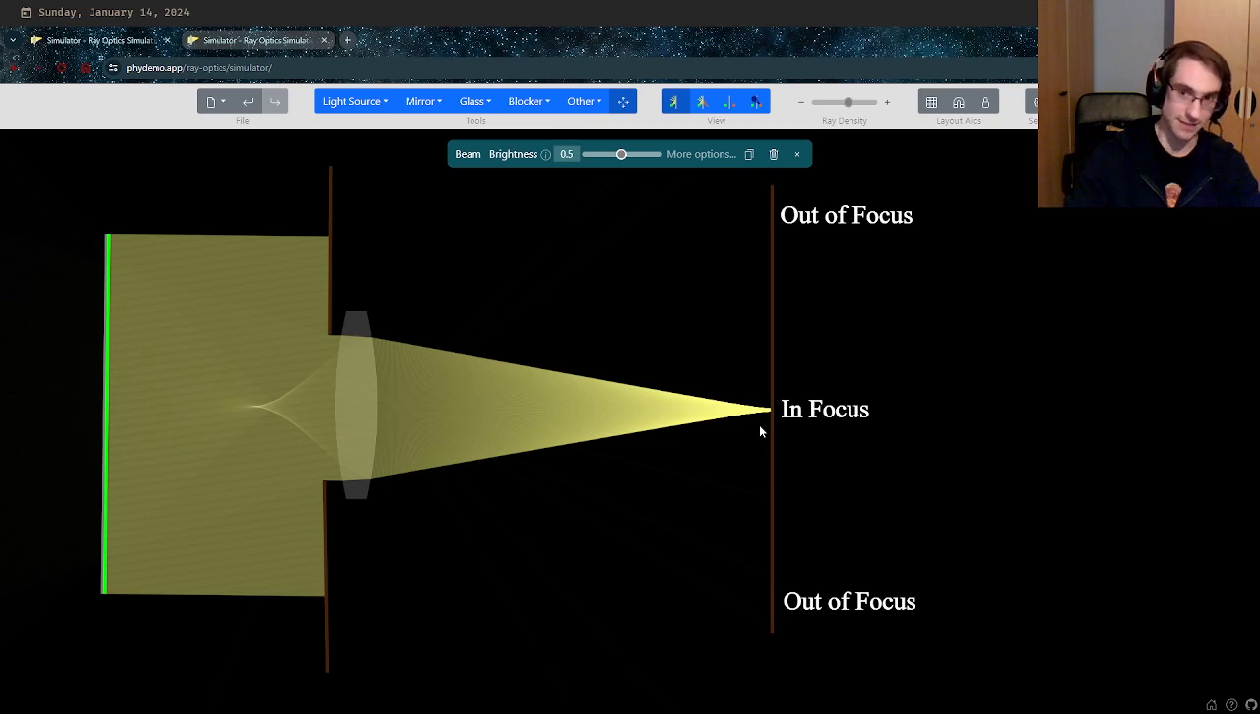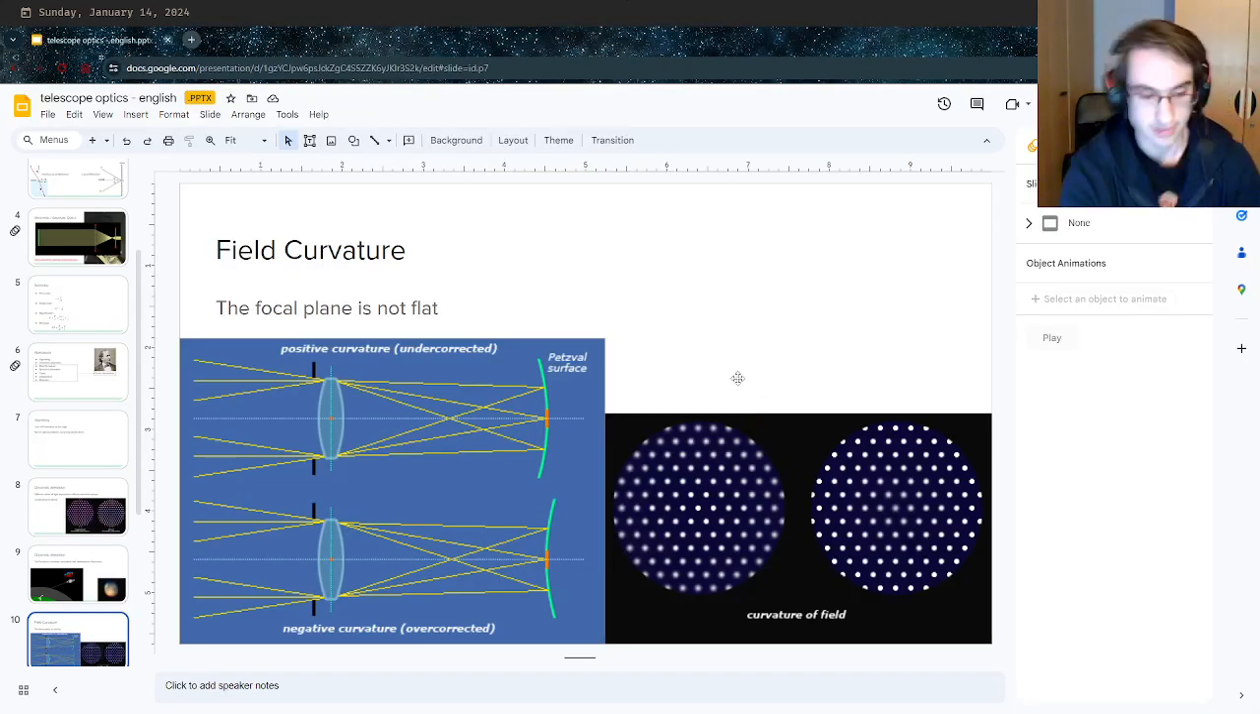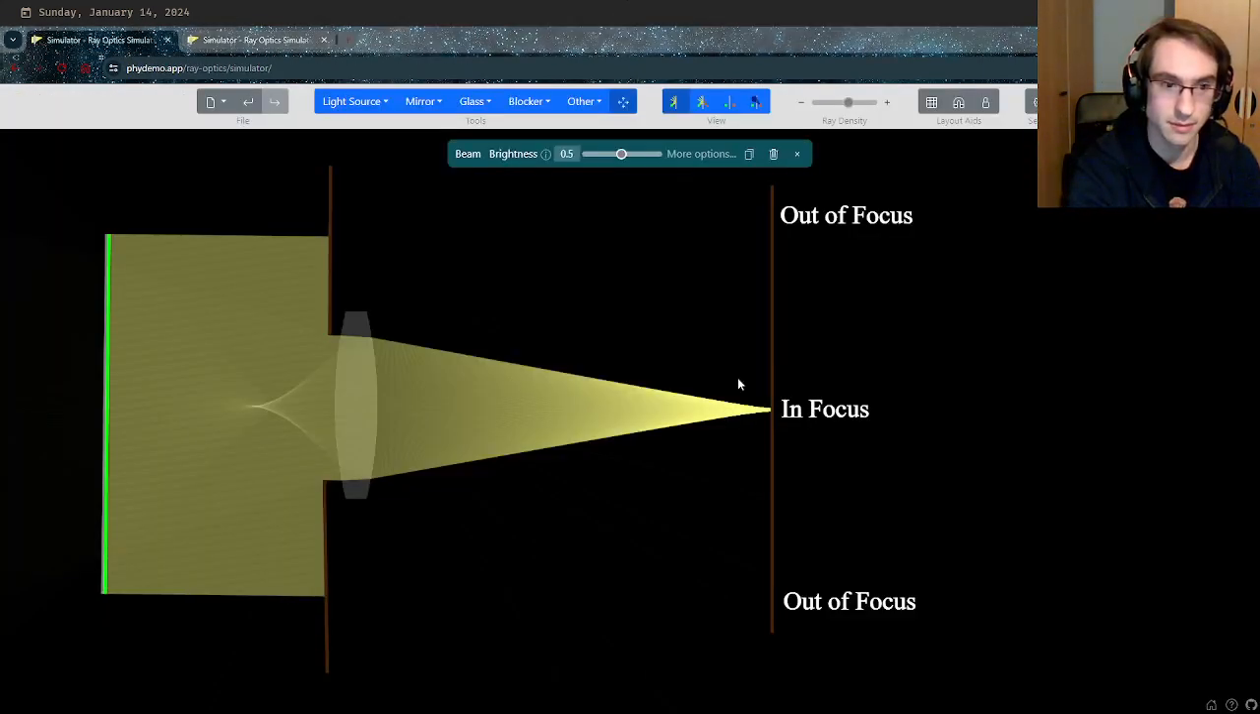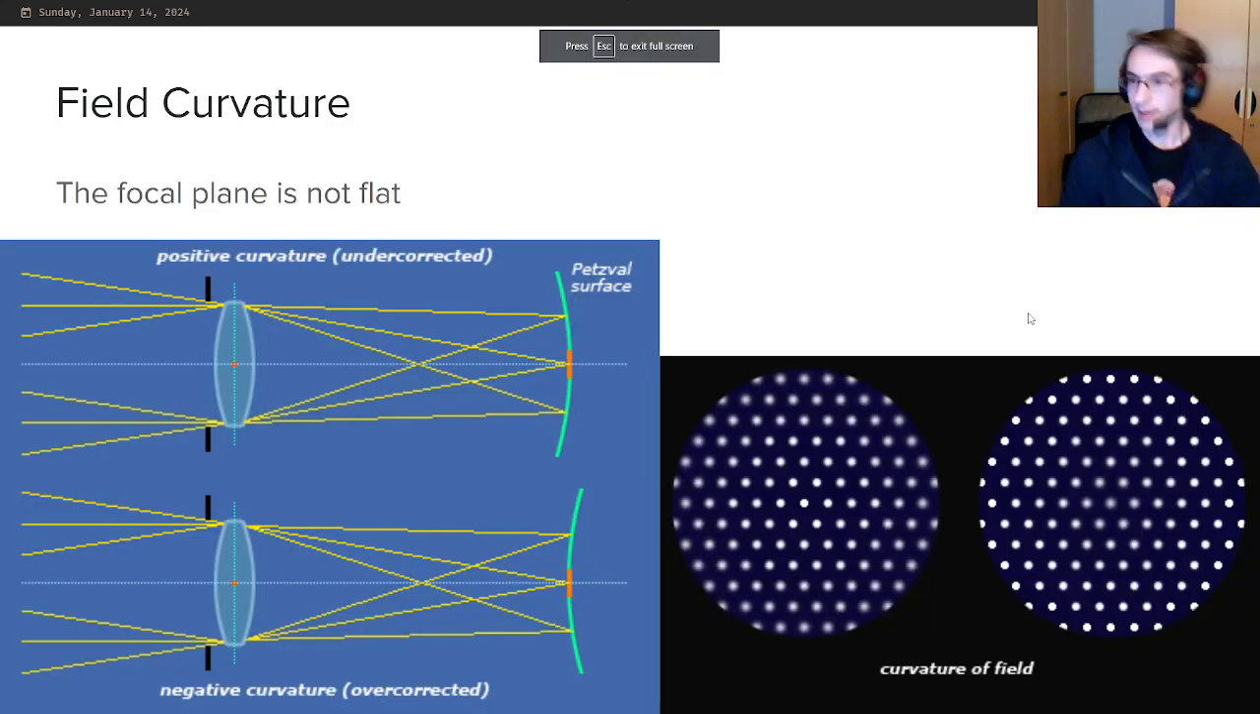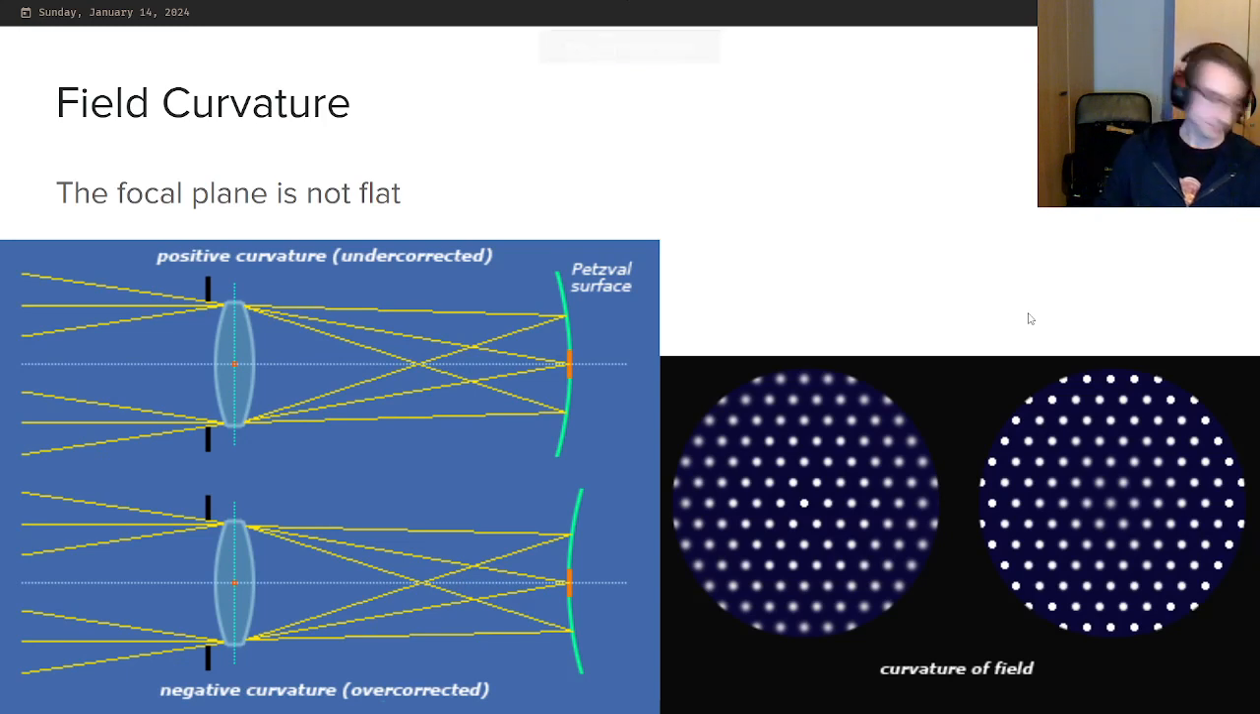This plane that I've drawn here is not the focal plane. The focal plane, in fact, is not a plane. It's not flat. It's a surface. It can have any shape. This shape was first described by Petzval, and so this is sometimes also called Petzval field curvature. And telescopes that tend to produce a very, very flat field are sometimes called Petzval telescopes.